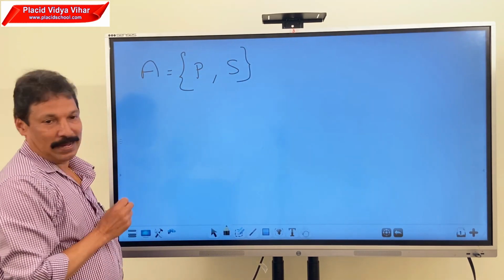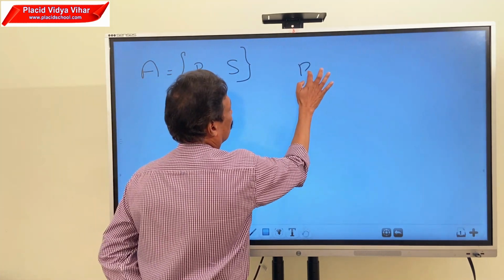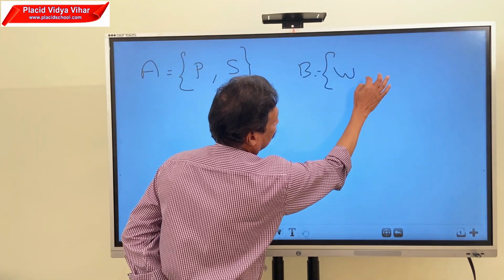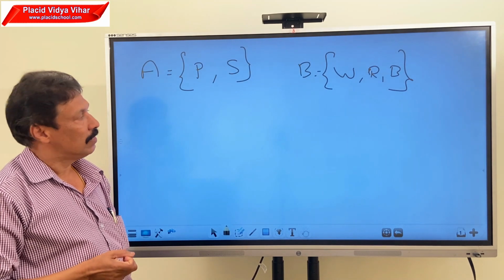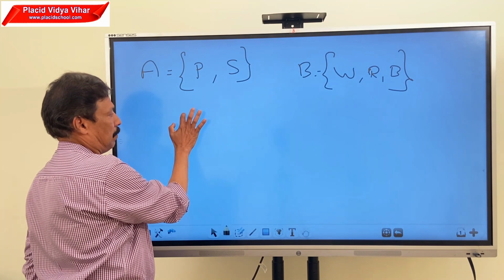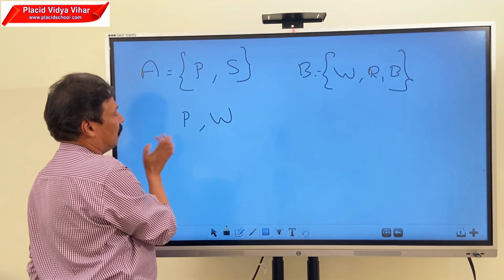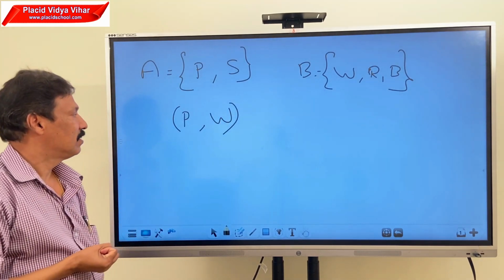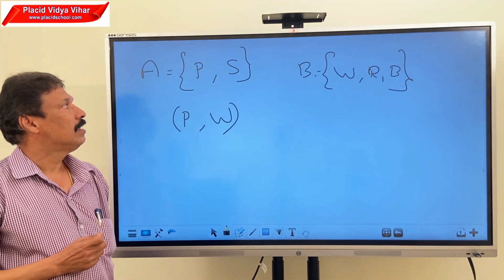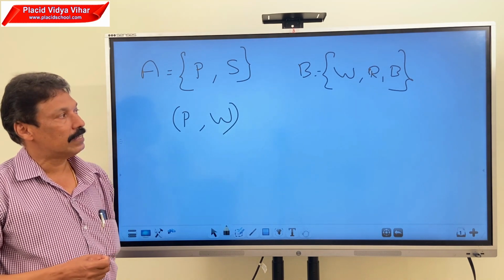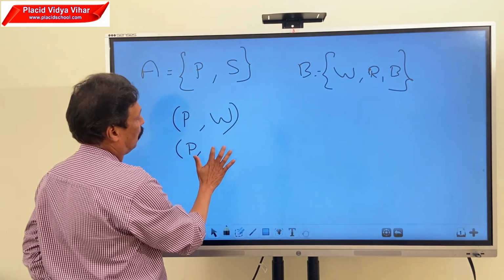P stands for pant and S stands for shirt. And another set B equal to white, red, black. Then we consider a pair. Pair means first we take a pant and the color we select as white, so we consider pant, white. That's a simple pair. The first entry is coming from the set A and the second entry is coming from the set B. Then another possibility is pant, black.